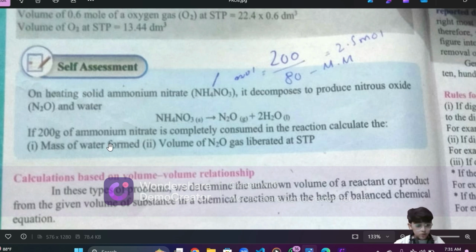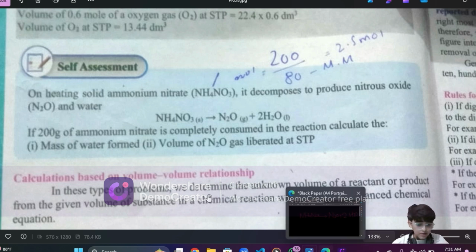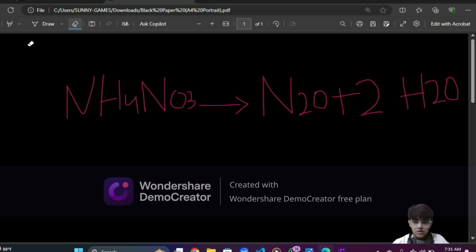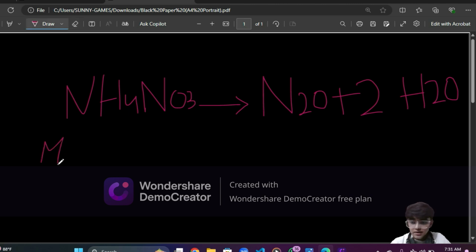Now we have to calculate, first of all, the mass of the water formed. I will simply write it: mass of H2O. That we don't know, right? We have no idea of it. Now, what is the given mass?